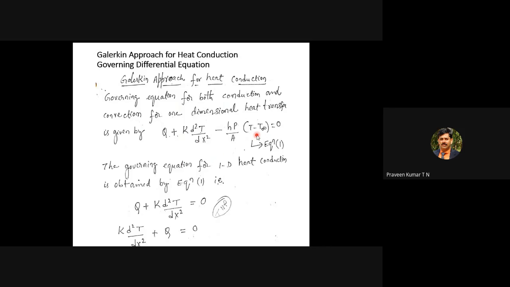But if you consider only conduction, in equation number 1 the right hand side term vanishes. So we are dealing with only heat conduction. When dealing with only heat conduction, the right hand side term, hP by A into T minus T infinity, becomes 0. That means the governing equation for 1D heat conduction is obtained from equation 1. The general equation combines conduction heat transfer as well as convective heat transfer, but we are dealing with only heat conduction, so the right side becomes 0.